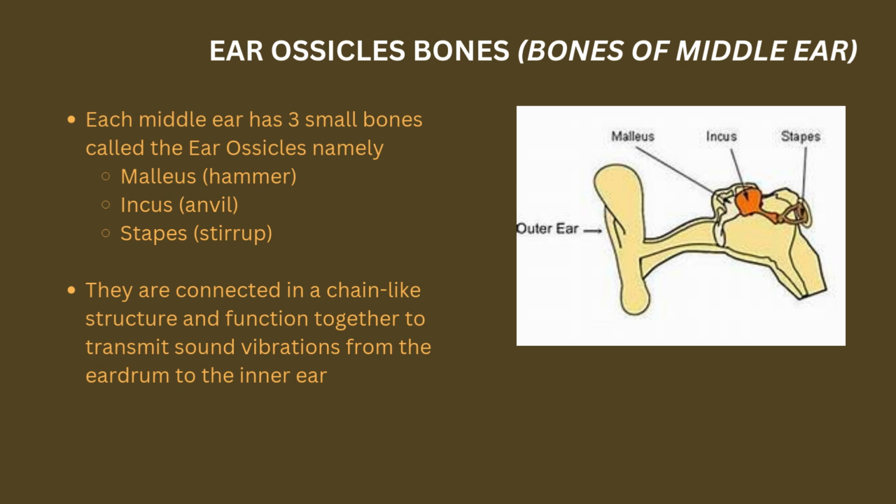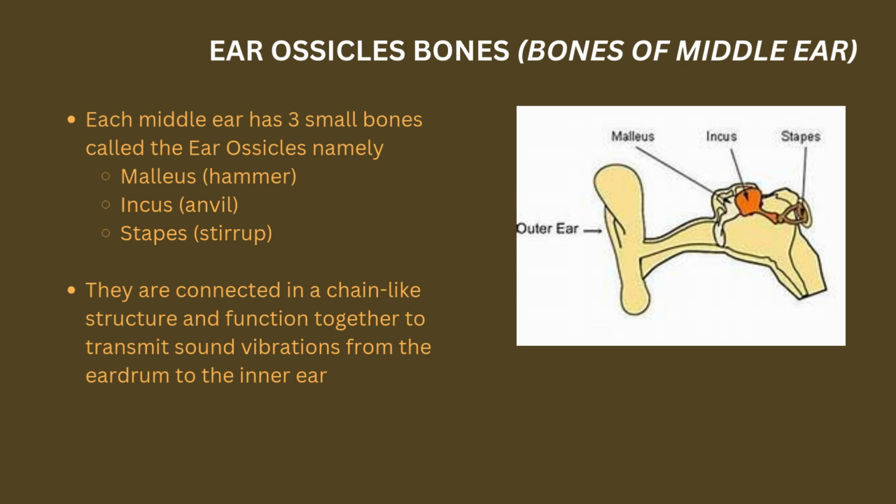The first one, malleus, means hammer, is the first bone in the chain, and it is attached to the eardrum or the tympanic membrane. So, when sound waves cause the eardrum to vibrate, the malleus moves in response.